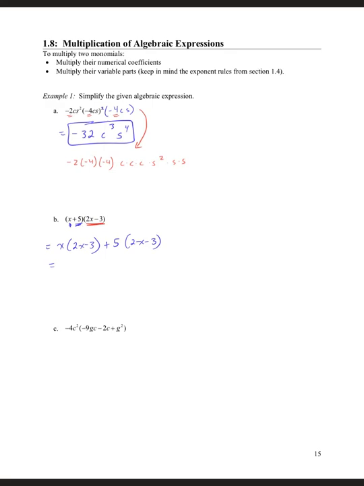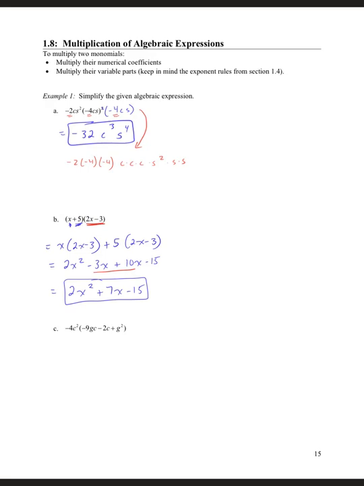Now we can continue to simplify. X times 2x would be 2x squared. X times negative 3 would be negative 3x. Plus 10x minus 15. The last step we have to do is combine like terms, the 2 in the middle in this case. So we have 2x squared plus 7x minus 15. Now we cannot combine the 2x squared and the 7x, even though they both have an x, one is squared, one isn't.